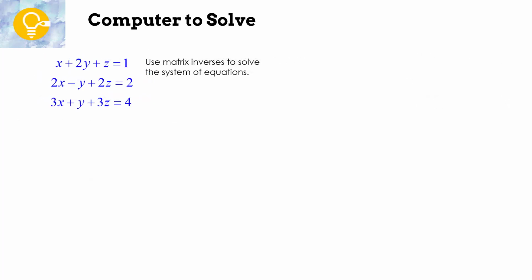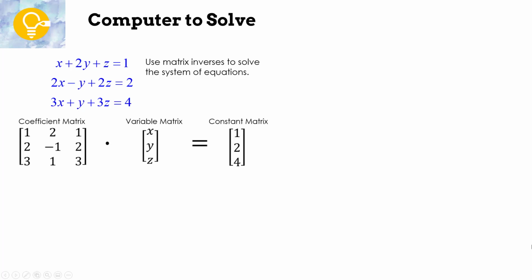You get to try this one by yourself. Pause the video, do it, then press play for us to check it together. Okay, let's see how you did. The coefficient matrix is 1, 2, 1, 2, -1, 2, 3, 1, 3. Our variable matrix is x, y, z, and our constant matrix is 1, 2, 4.